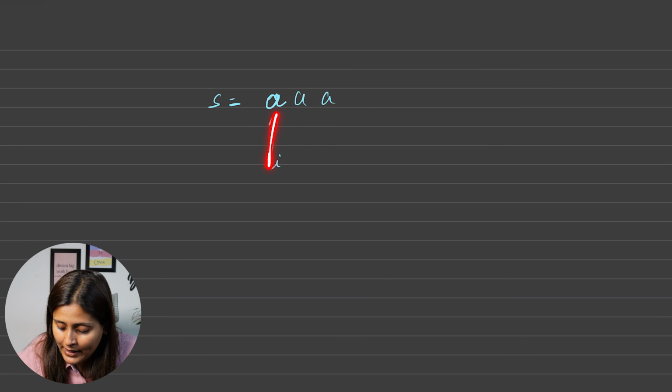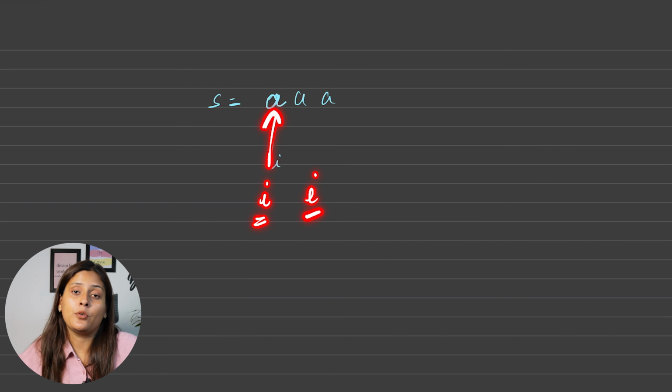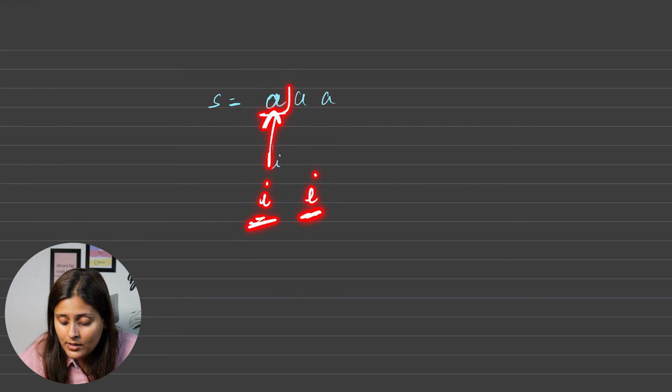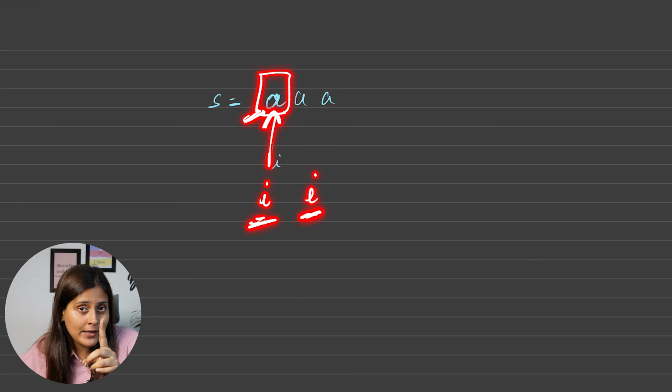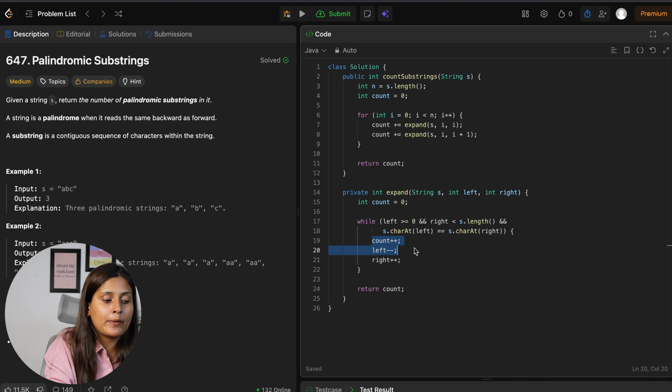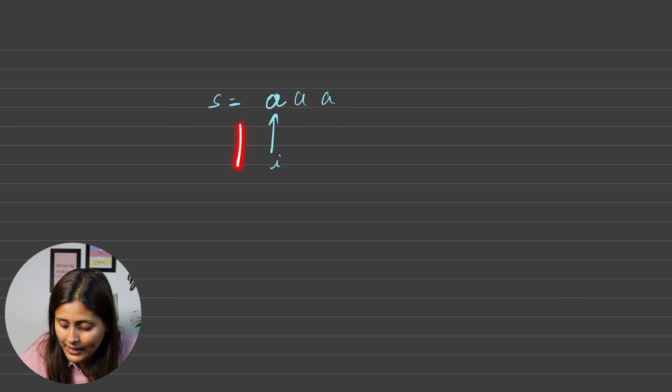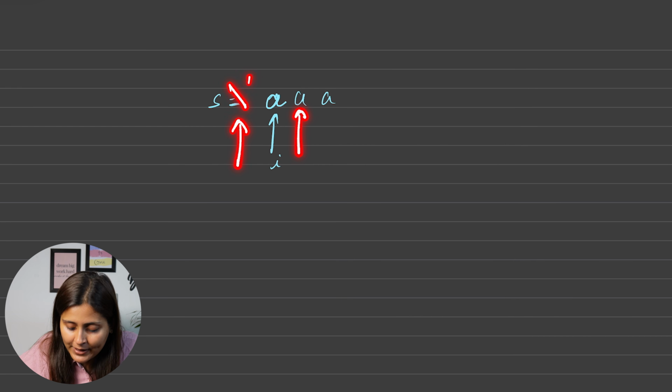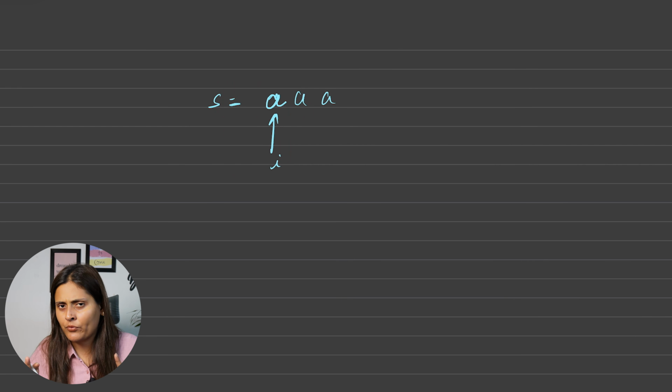So similarly, I am checking for the odd length, so I will be my left pointer and I will also be my right pointer. So when left and right are matching, can I say it is a valid palindrome? Yes. So can I consider this as one valid palindrome? That's what we are doing here, count plus plus. Next time when we do left minus minus and right plus plus, left minus minus is not valid, and hence the while loop will stop.